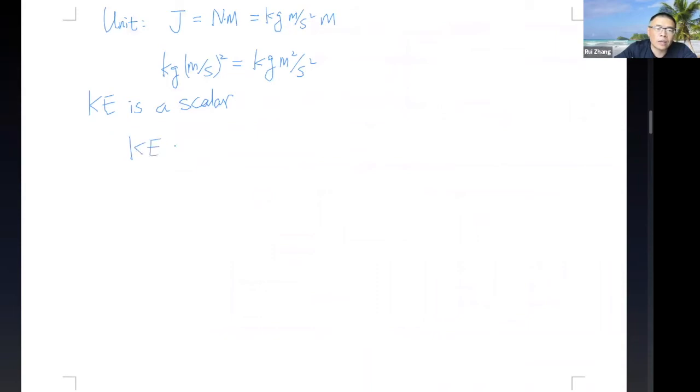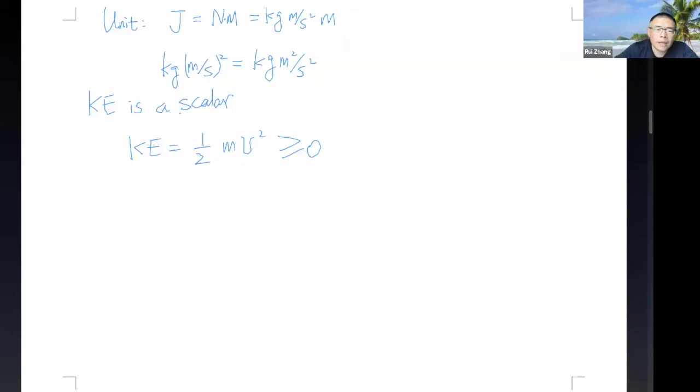So it cannot be negative as well. The value of kinetic energy is either larger than or equal to 0. It can never be negative, because you have a square here. You wouldn't be able to get negative numbers out of a square for a real number of velocity or speed.